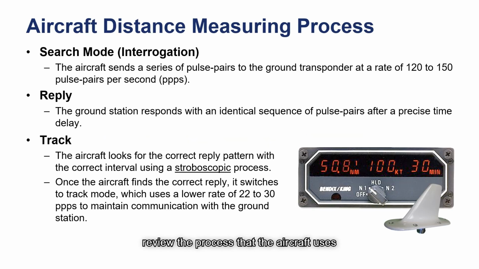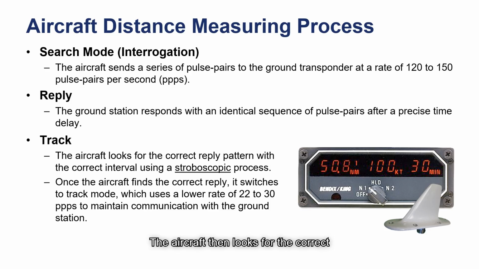Let's now review the process that the aircraft uses to determine distance. Beginning with the search mode, the aircraft sends a series of pulse pairs to the ground transponder at a rate of about 120 to 150 pulse pairs per second. The ground station adds a reply delay and responds with the identical sequence of pulse pairs that it received.